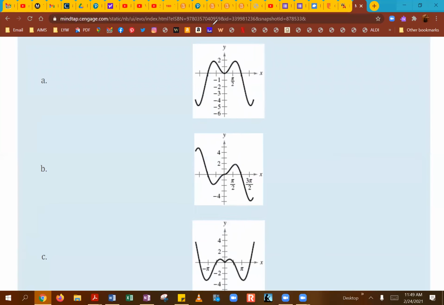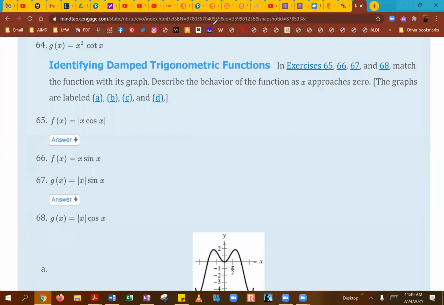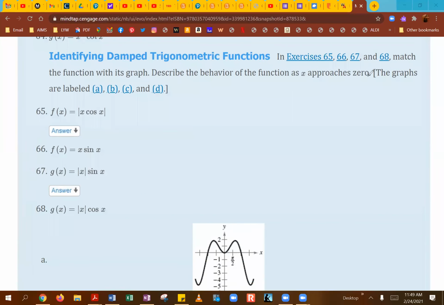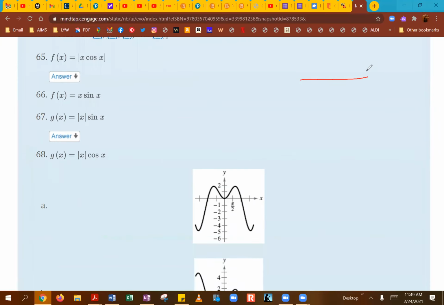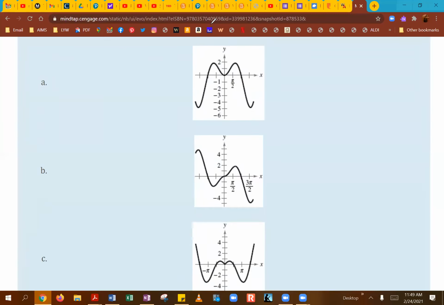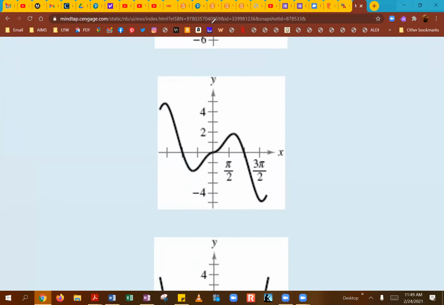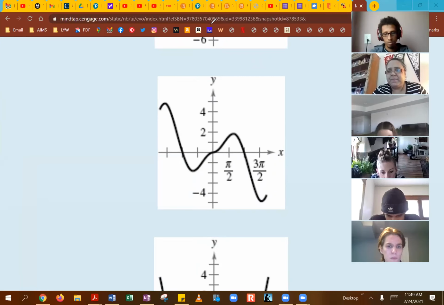the answers to that. Now, they were also asking you what kind of behavior your graph is doing as it approaches 0, as your x value approaches 0. So what can we say about that? So as your x value is getting closer to 0, where is your y value going? Yeah, your y is also going to 0, right?